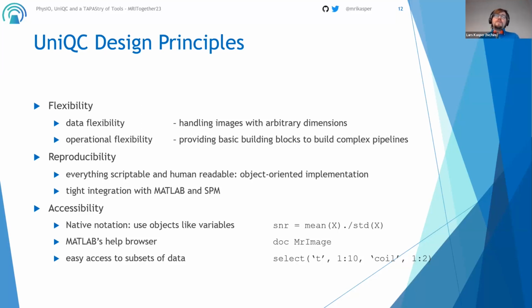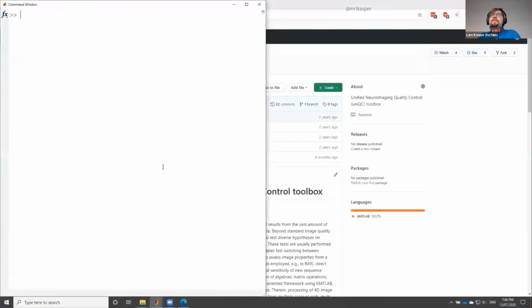And finally, we want accessibility. So we want to use a rather native notation, so using objects like variables. So if you want to compute the SNR, it just should be the mean of the image time series divided by the standard deviation, like here on the right, where X is now multi-dimensional. And of course, if you want to make it accessible, you need very good documentation. Use the MATLAB help browser. Yeah, let's just have a look how that works in practice.